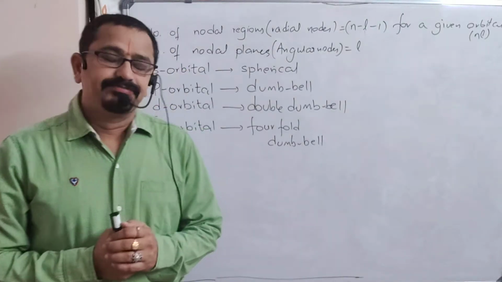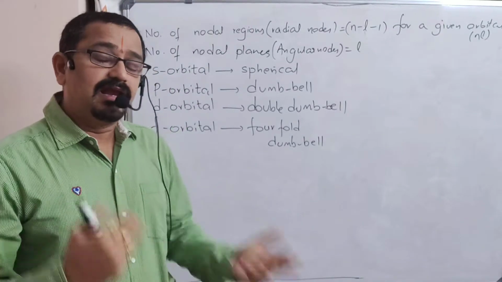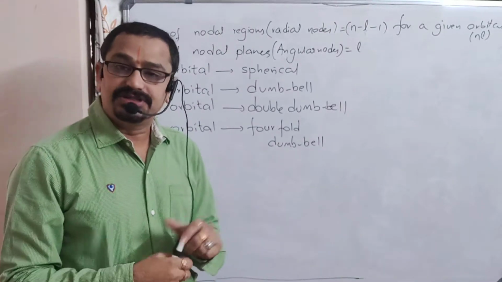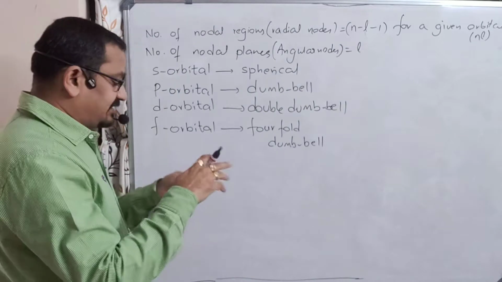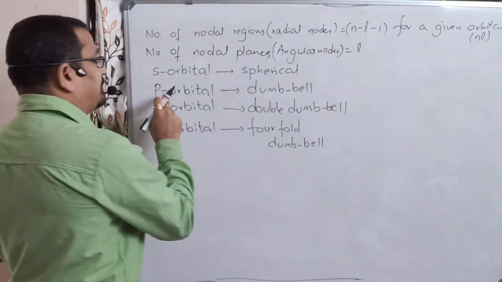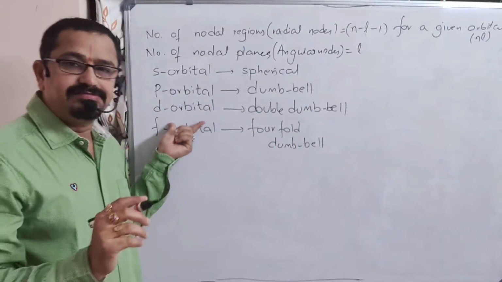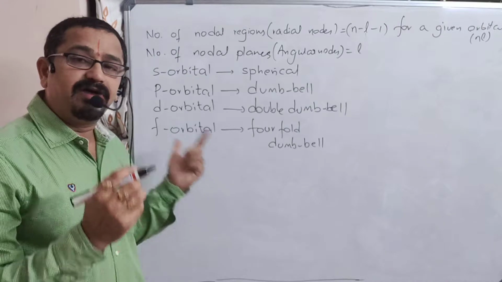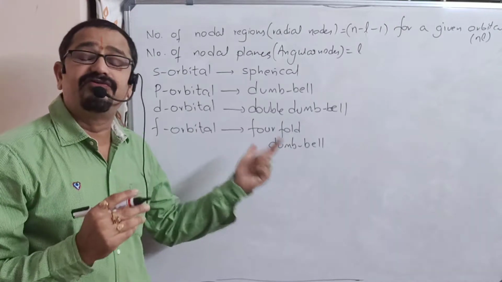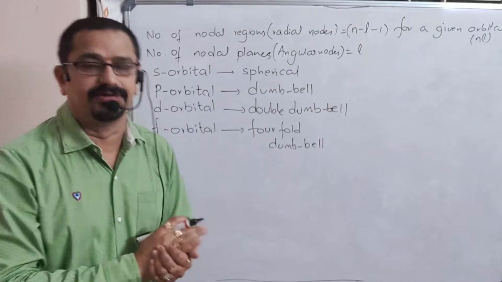Good morning, students. Let's continue the session with the shapes of orbitals. Last session we discussed the shapes of orbitals and we studied them: the shape of s orbital is spherical, the shape of p orbital is dumbbell, the shape of d orbital is double dumbbell. Similarly, the shape of f orbital was observed as four-fold dumbbell, which cannot be picturized on a two-dimensional board.